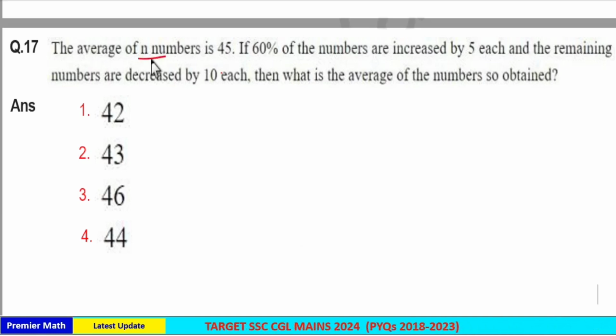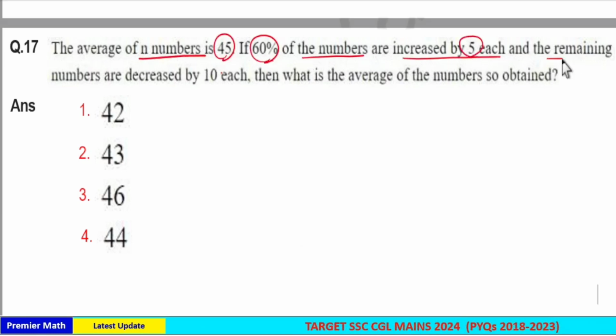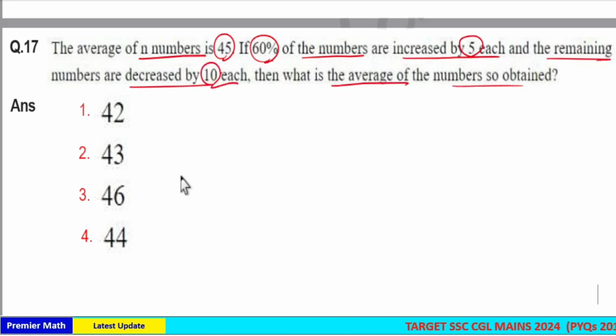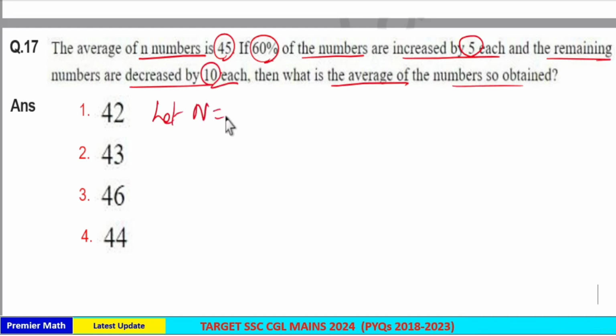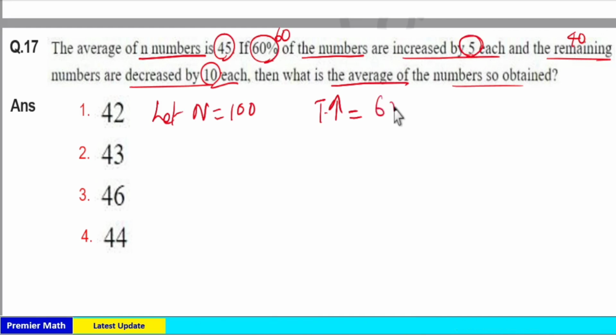The average of n numbers is 45. If 60% of the numbers are increased by 5 each and remaining numbers are decreased by 10 each, then what is the average of the numbers obtained? Let total numbers be 100. Then 60% means 60 numbers, remaining numbers means 40 numbers. So here total increment is 60% of numbers increased by 5 each, means 60 into 5. Total 300 is the increment, so plus 300. Now total decrement here is the remaining 40 numbers decreased by 10 each.